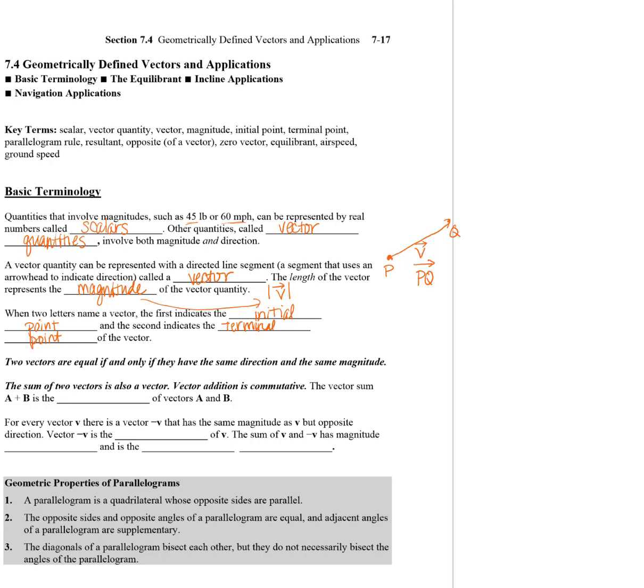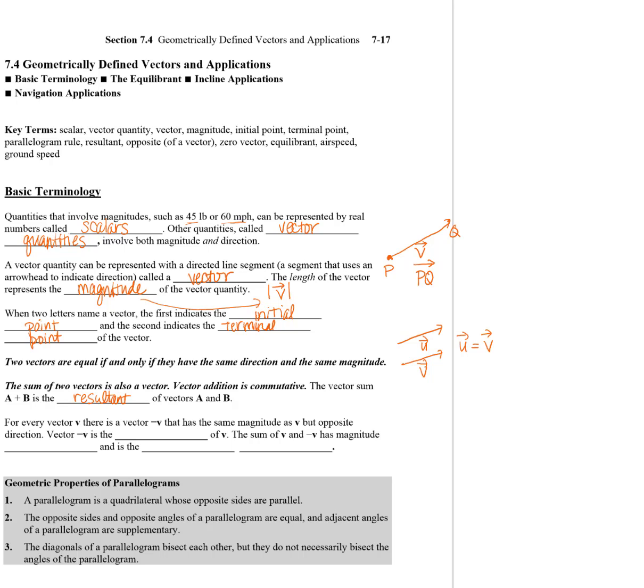Two vectors are equal if and only if they have the same direction and the same magnitude. If we have vector U, and then the vector V has the same magnitude and direction as U, then we can say that U is equal to vector V. The sum of two vectors is also a vector. Vector addition is commutative. The vector sum A plus B is the resultant of vectors A and B.